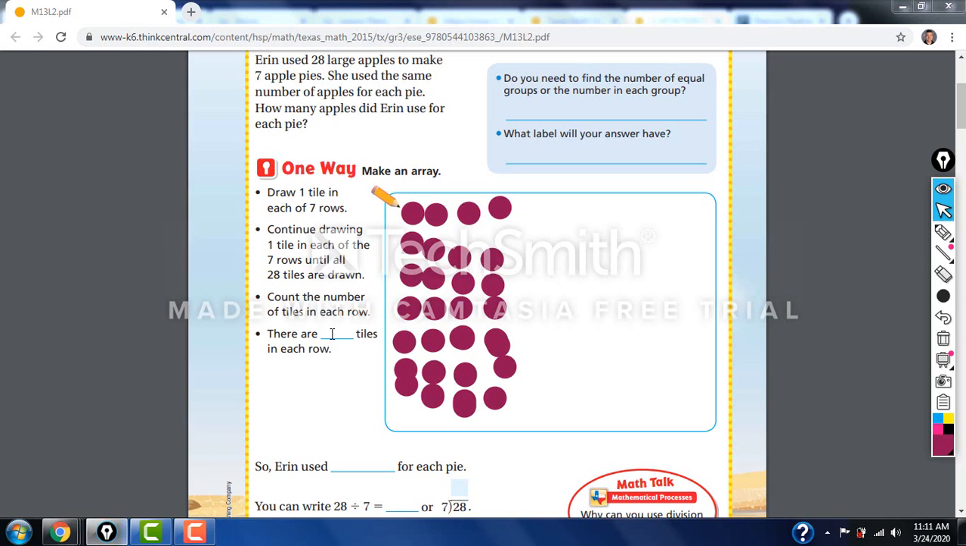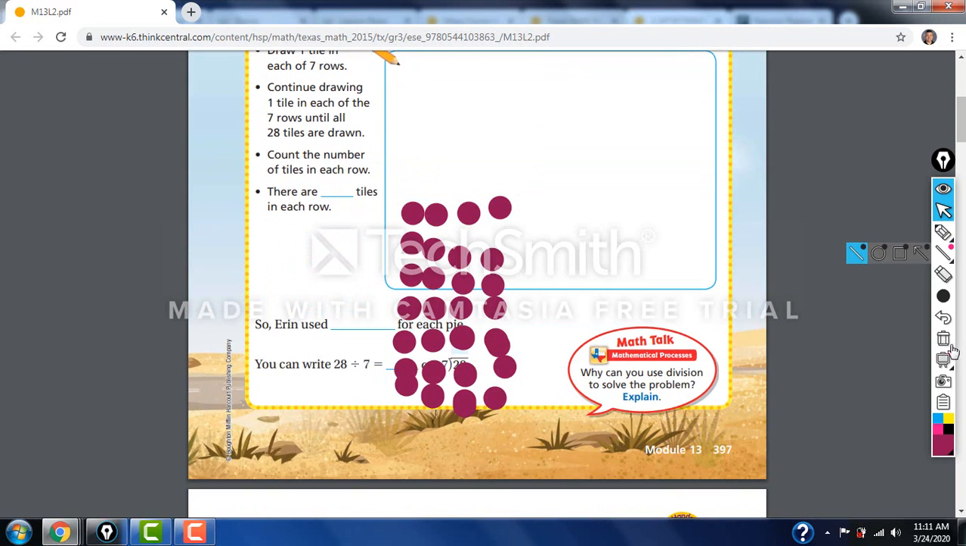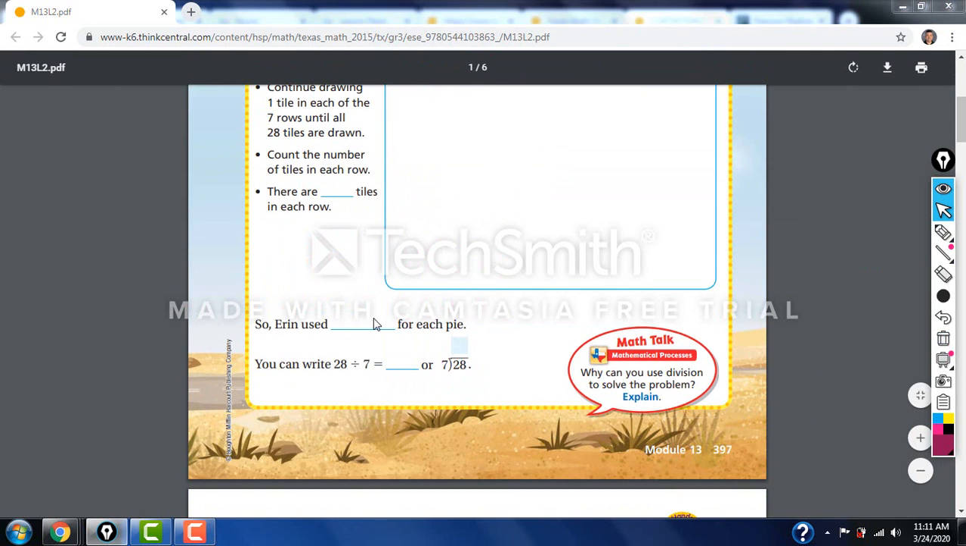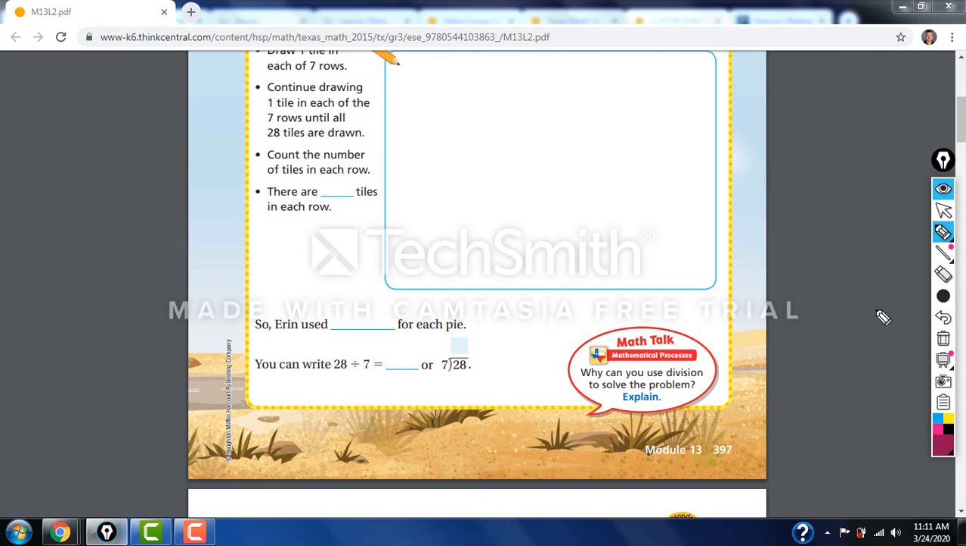Very good. So remember, these are the rows, and then these are the number in each row. So Aaron used how many for each pie? Well, 28 divided by 7 gives you 4. She used 4, so you can write 28 divided by 7 equals 4, and you should have the 4 right there. Nice work. Let's scroll down.